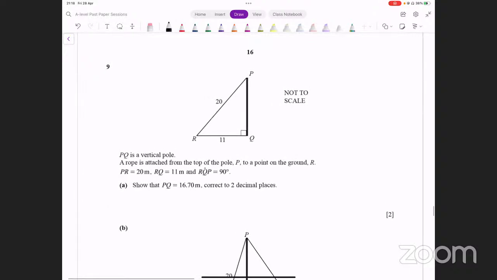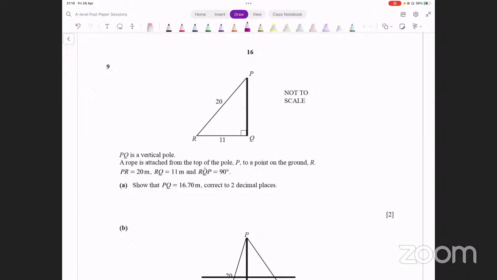Question number 9. PQ is a vertical pole. A rope is attached from the top of the pole P to a point on the ground R. PQ is vertical, so this is 3 dimensions, keep that in mind. Q is the foot of the perpendicular, okay? तो Q पे जो angles बन रहे होंगे वो 90 degrees बन रहे होंगे.